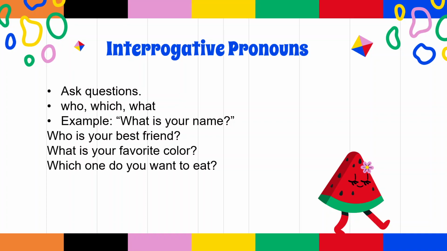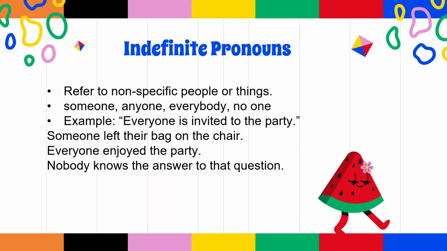So for example, what is your name? What is the interrogative pronoun? Who is your best friend? Who is your interrogative pronoun? What is your favorite color? What is your interrogative pronoun? And finally, which one do you want to eat? So which becomes our interrogative pronoun. So here what, who, which, why, all these come under the interrogative pronouns category.